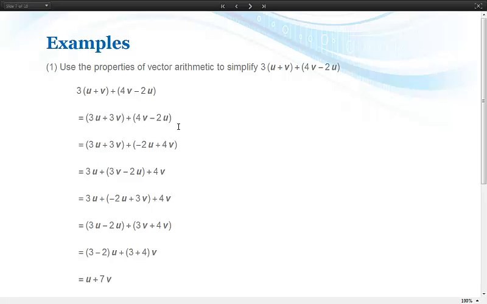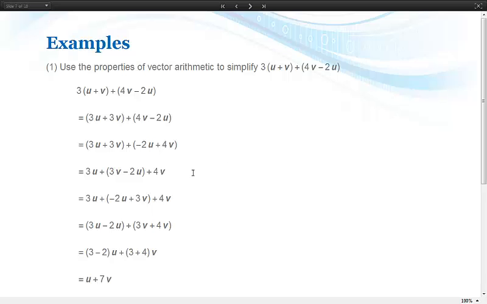Vector addition is commutative. We proved that, at least in the three-dimensional case, so I can swap the order of the addition here. 4v minus 2u is the same as minus 2u plus 4v. And now, because vector addition is associative, I can move the parentheses around. That is, I can decide to compute 3v minus 2u first, and then compute 3u plus the quantity 3v minus 2u, and then finally add 4v.